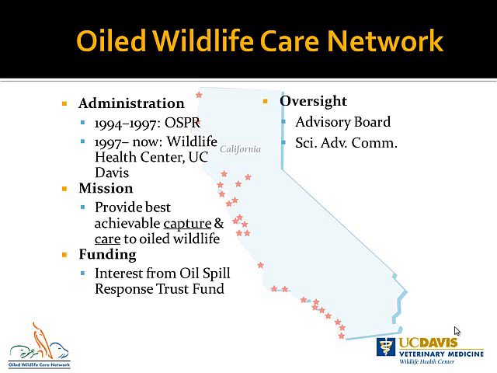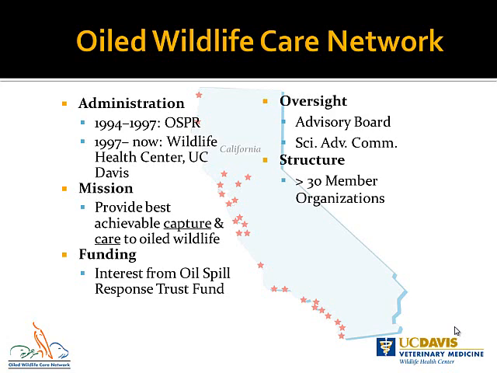The oversight of the OWCN is by an advisory board and a scientific advisory committee. The advisory board provides recommendations to the administration of OSPR regarding the operation, maintenance, and fulfillment of the mission of the OWCN. And it's composed of representatives from the oil industry, wildlife rehab organizations, and academia. And the Scientific Advisory Committee evaluates research proposals.